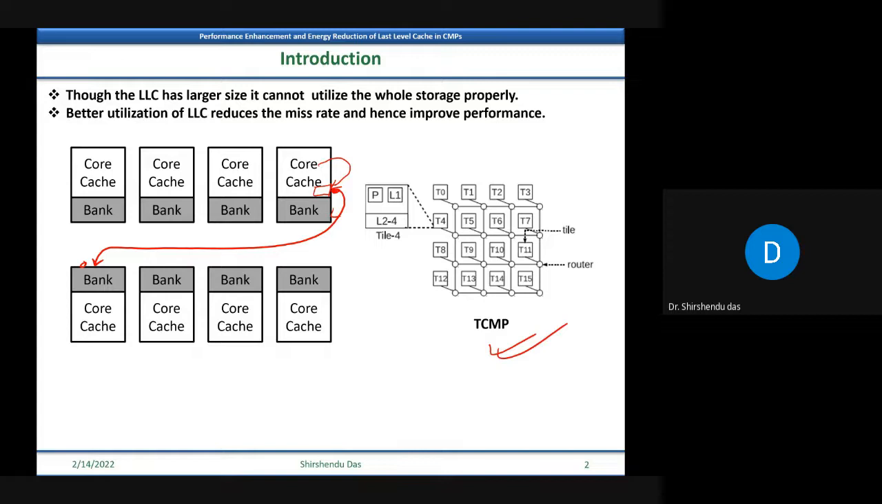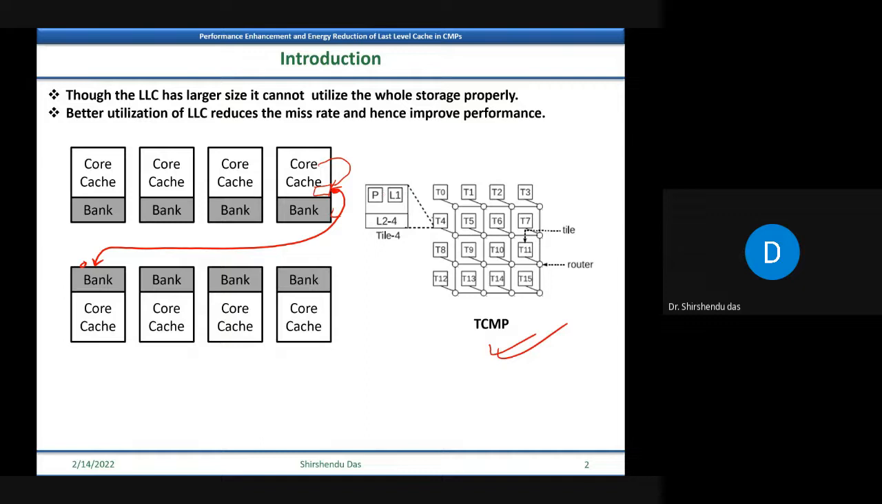Though I am not using TCMP much in this course, it will be required for your term paper, or in future if you want to work more in this area, then this type of design, TCMP, will be required. Also, in the recorded lecture on cache partitioning that I'll upload, I will use this design, TCMP. So here you have to understand this.